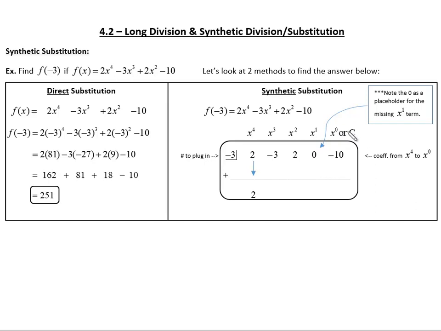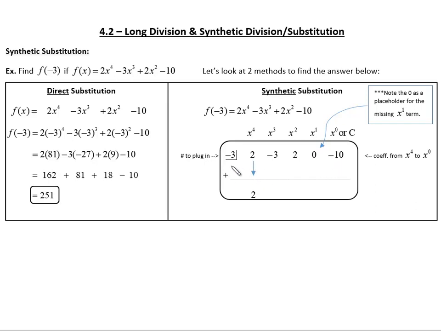So that's why I wrote a big C there. And I need to make sure I have a placeholder for all of those. So if I happen to be missing any terms, and in this case we actually did not have an x to the first term, we do need to put a 0 there. And what we're writing down are just the coefficients. So these are the numbers from the front of our variables, or the multipliers on our variables. So 2 for x to the fourth, -3 for x cubed, 2 for x squared, 0 for that missing x to the first, and that's why I like setting up these labels. That is important. And then -10 for my constant.